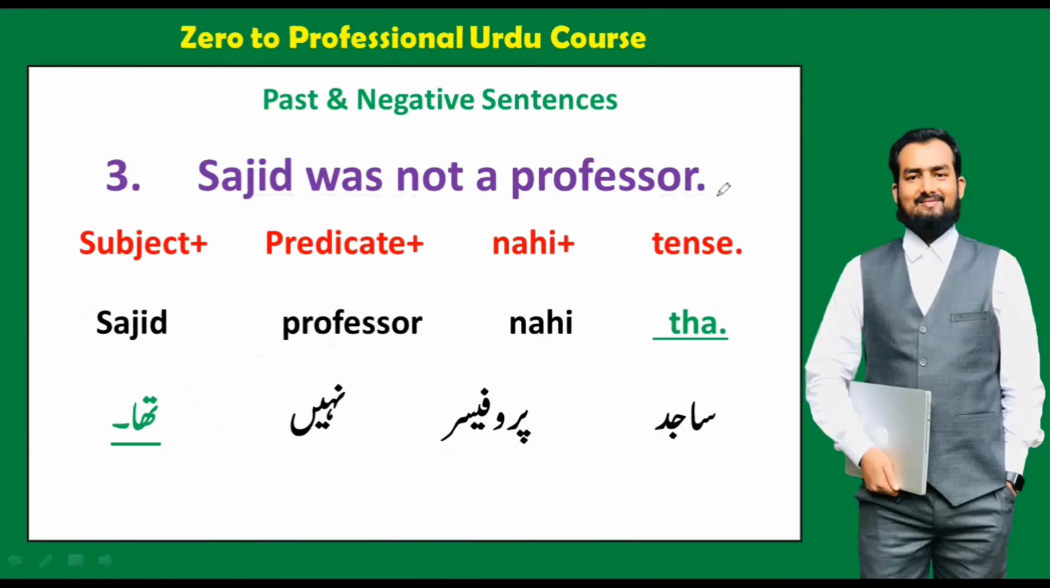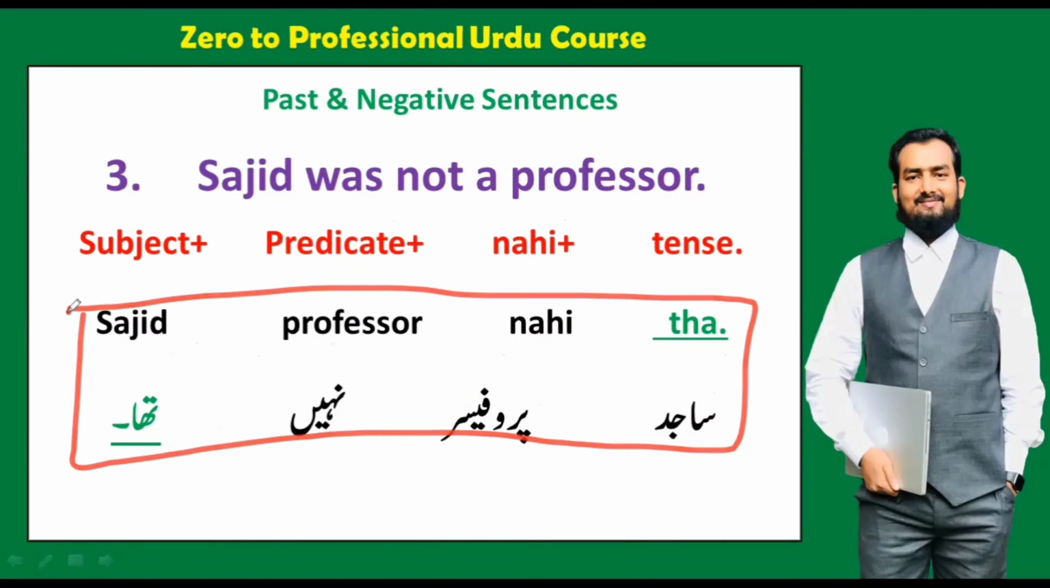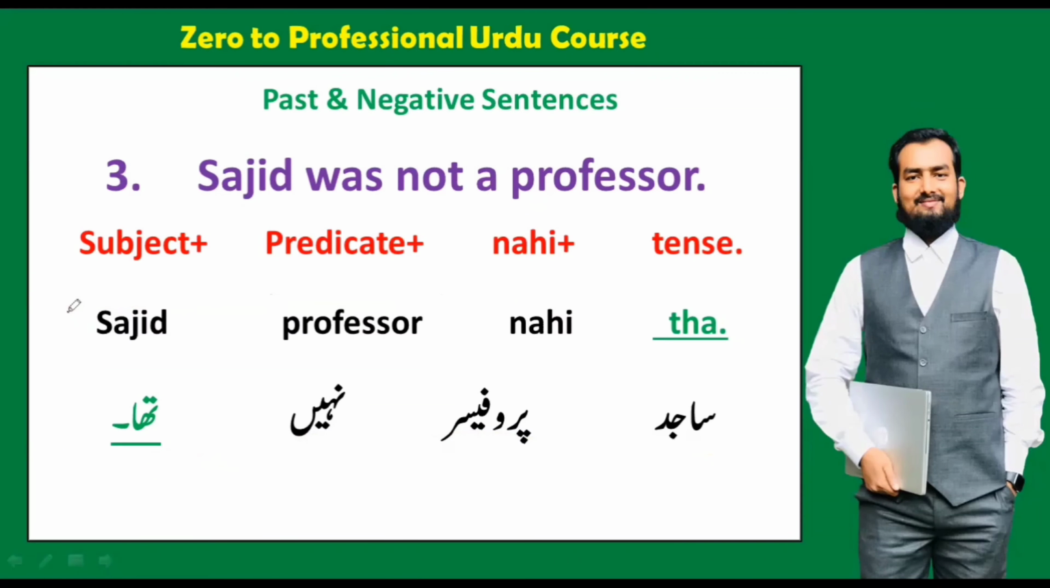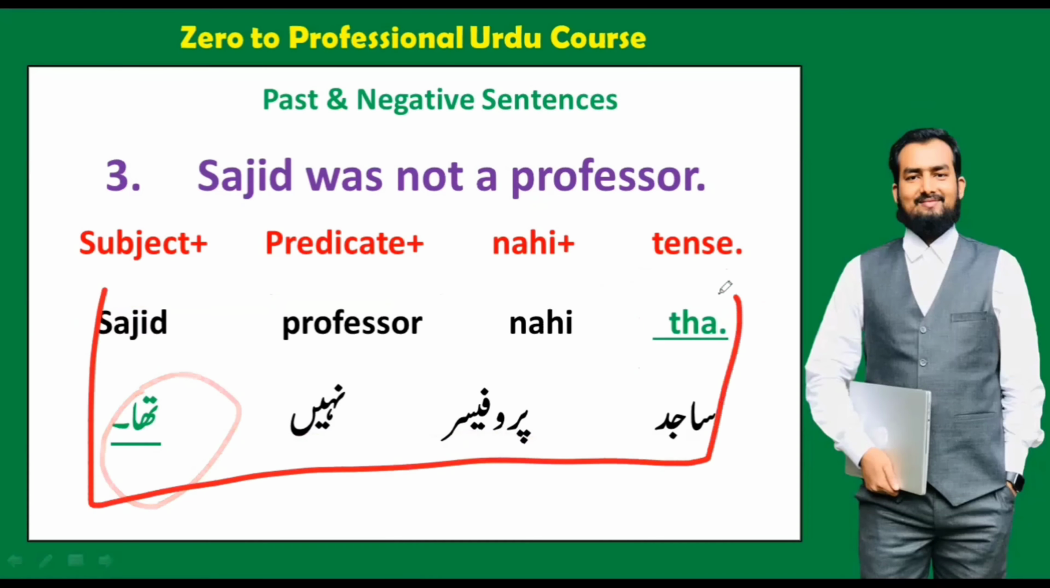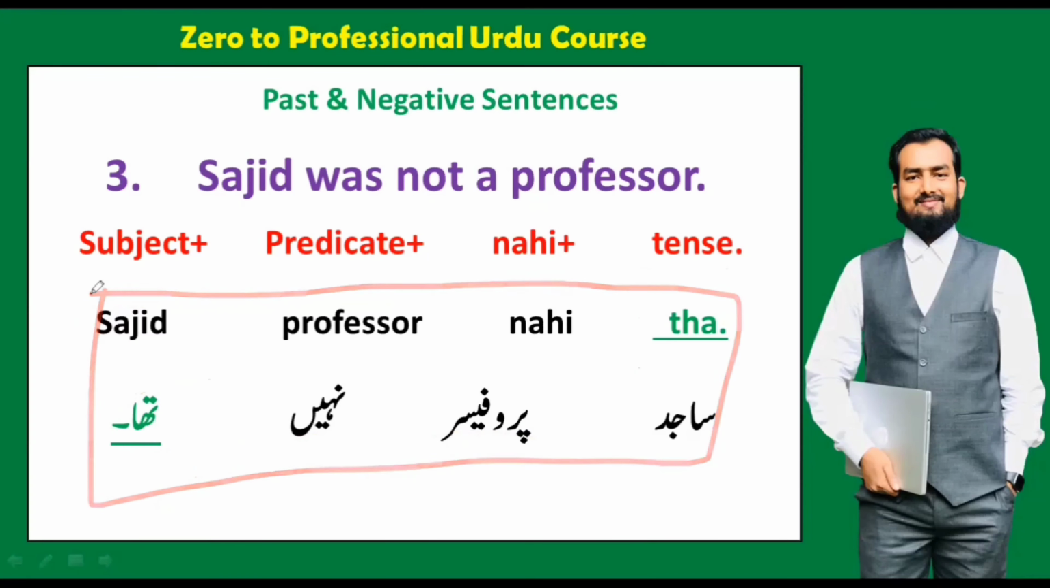That is why we have followed Sajid as subject and then predicate being professor. Professor nahi, we have told nahi, and tense tha. Because Sajid is male, that is why we have told here nahi tha. Okay guys, so Sajid was not a professor. In Urdu, how will you say? You will say Sajid professor nahi tha. Okay, but if you want to give respect or you want to talk formally, you will say Sajid professor nahi the.